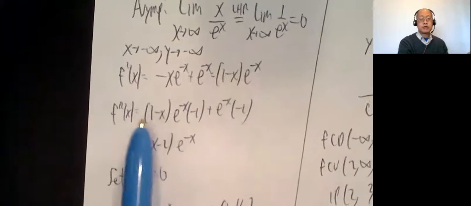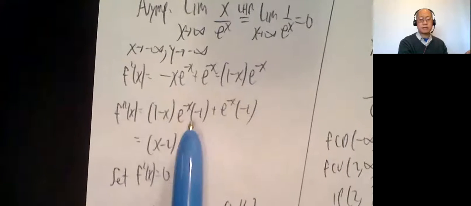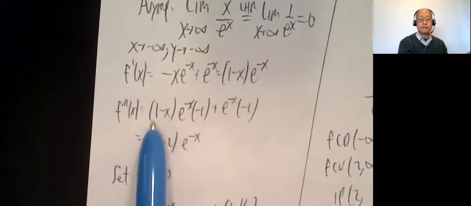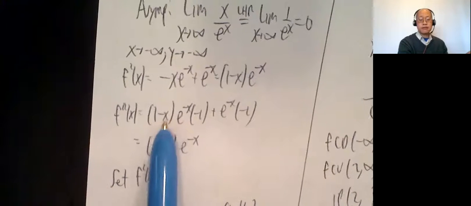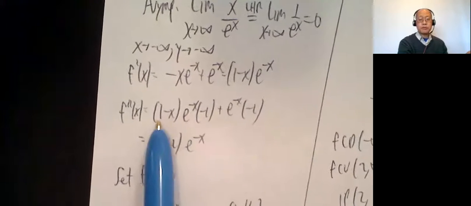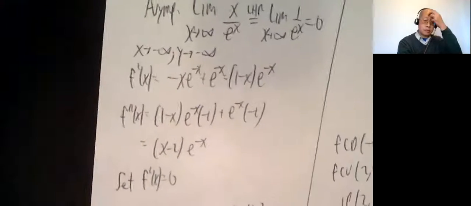Second derivative, first function 1 minus x times the derivative of the second. Derivative of e to the negative x is e to the negative x times negative 1. Plus second function e to the negative x times the derivative of the first, which is negative 1. Factor out the e to the negative x. And then if I apply the negative 1 to the 1 minus x, that gives you x minus 1 minus another 1 gives you x minus 2, e to the negative x.